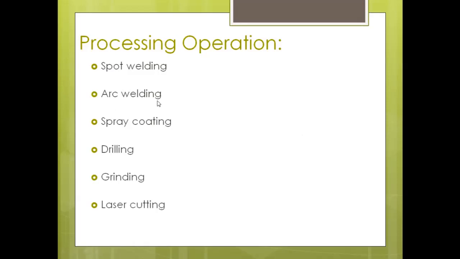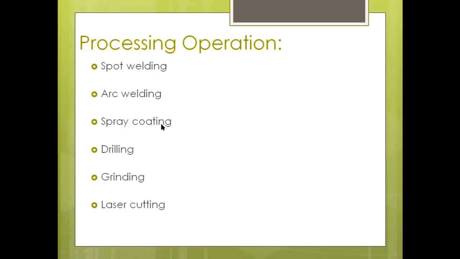Arc welding. First, you should know what is welding. Welding is nothing but joining two similar or dissimilar materials with the application of heat, with or without the application of external pressure. That is called welding. Whenever you want to perform arc welding operations for joining two materials, in those cases we use a robot instead of using manpower.